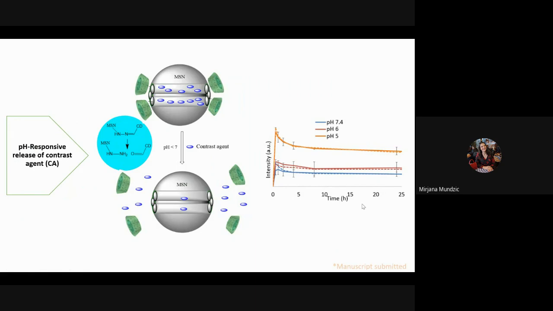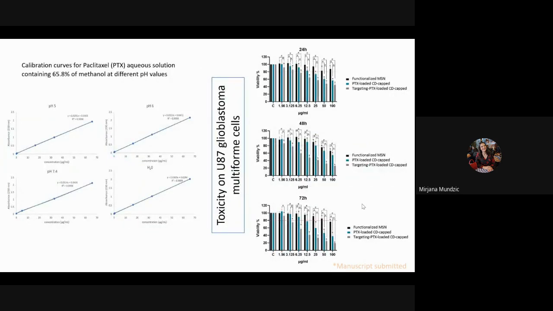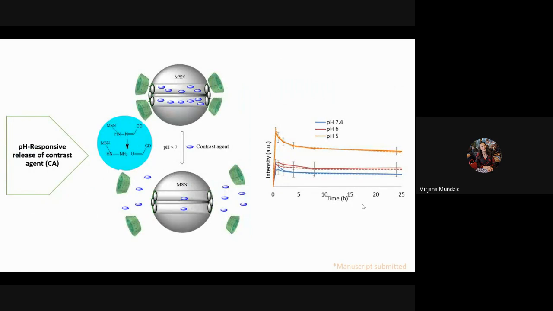Working on more or less the same principle, we have a pH responsive release of contrast agent. So this was all about the anti-cancer drug, and this is the same system but now loaded with the contrast agent. So here is the result of the release of contrast agent over time, as you can see, up to 24 hours. But the thing is that the highest release is observed for all three different pH values after, let's say, around 30 minutes.